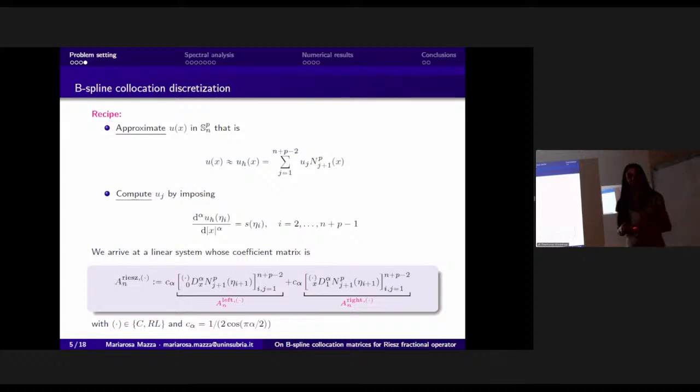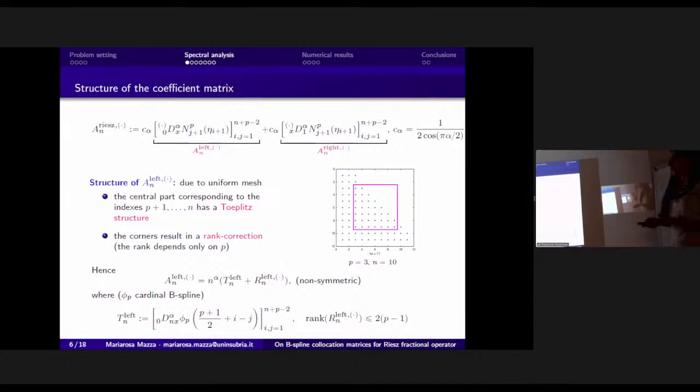This gives us a linear system whose coefficient matrix will have this form here. That's a sum of two matrices, left and right one, that corresponds, of course, to the left-handed and right-handed fractional derivatives, and the elements, as expected from the collocation method, are the evaluations of the fractional derivatives of the B-splines at the collocation points.